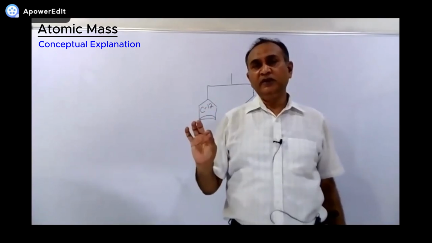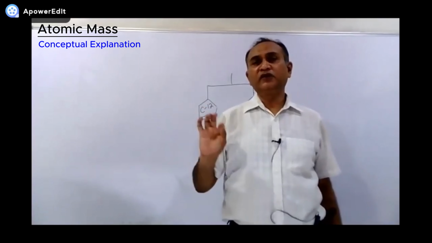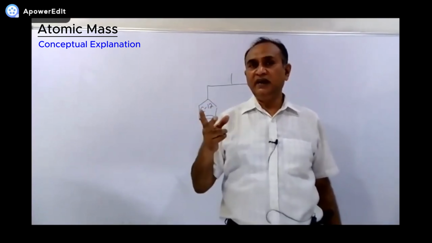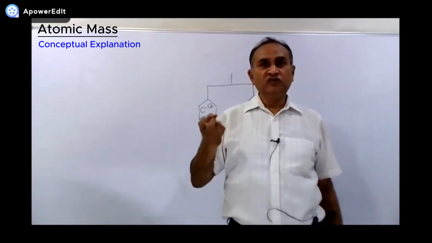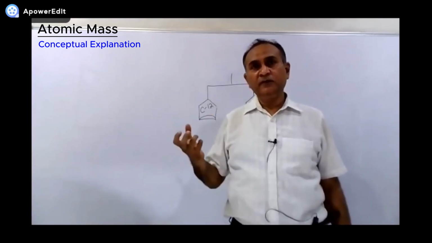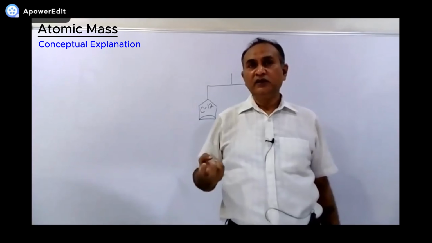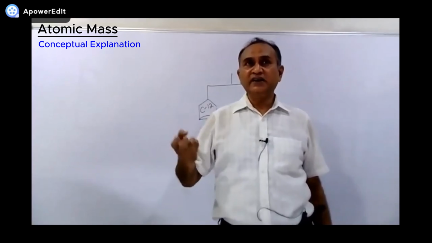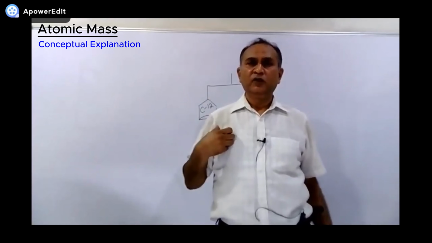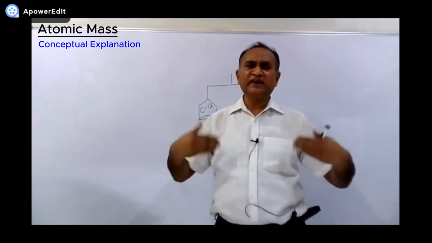So what is the first point? Practically, it is not possible to find out the mass of a single atom. Secondly, scientists have chosen carbon 12 to tell the comparative masses. All right, let me give you an example.